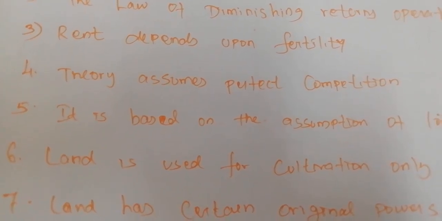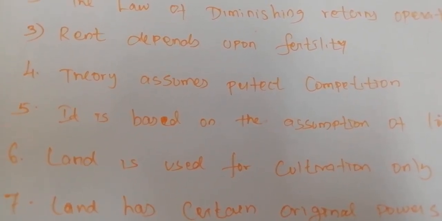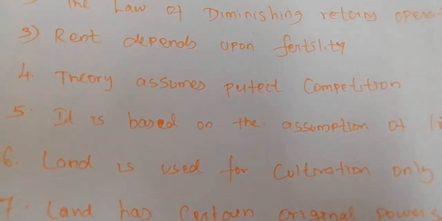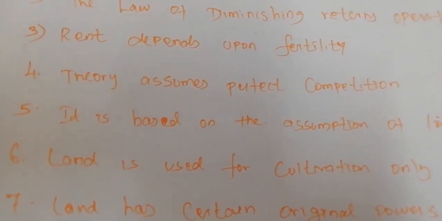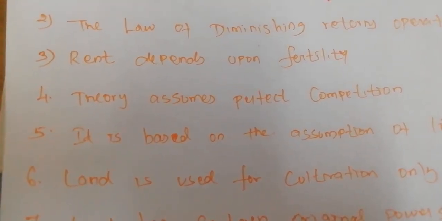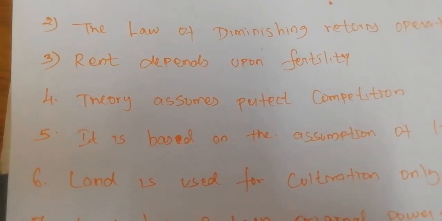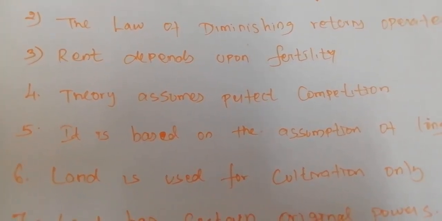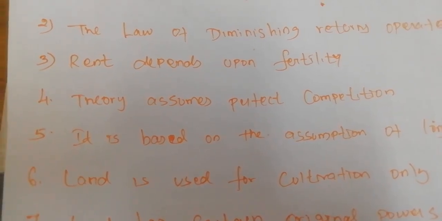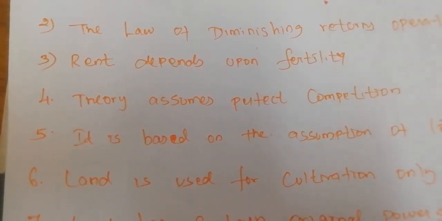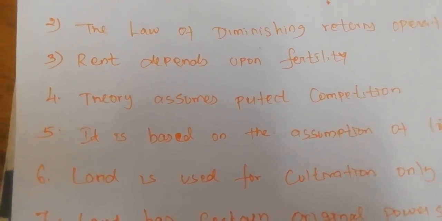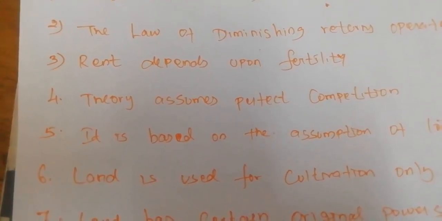When we compare the B grade land with the A grade land, the A grade land will produce 40 bags of paddy per acre, but the B grade land will produce only 30 bags of paddy on the basis of fertility. So we can consider the A grade land as having 10 bags of paddy as surplus. The surplus bags of paddy are considered as the rent for the A grade land.